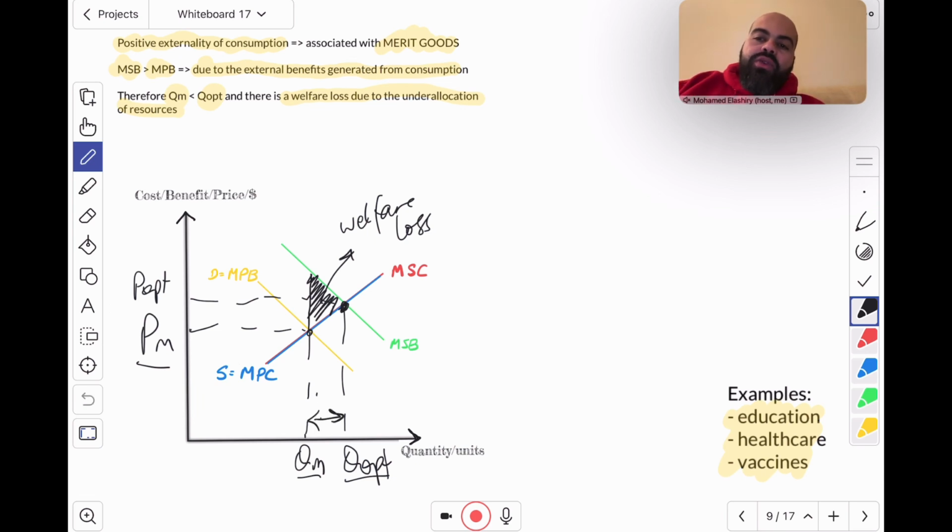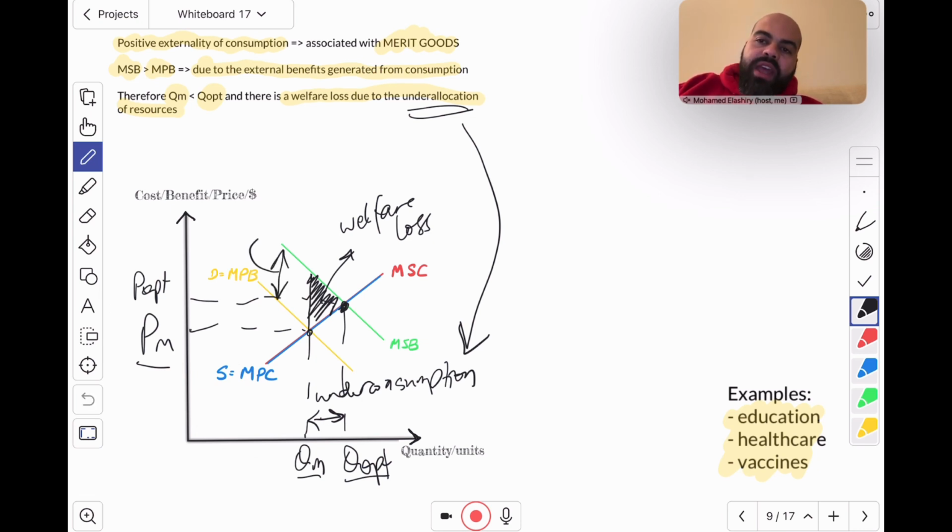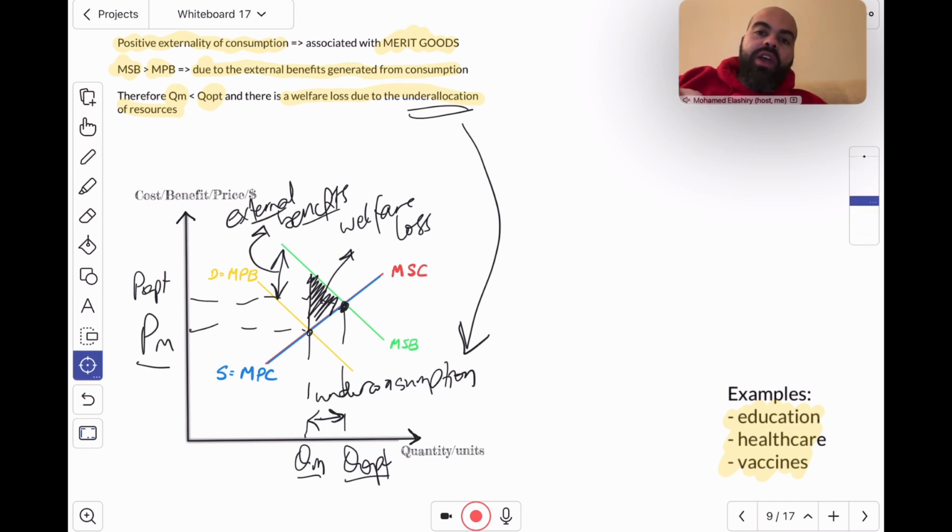QM is less than Q opt. There's a problem of underconsumption. So the market has failed because it's under allocating resources, and this under allocation takes the form of underconsumption. Now, the vertical distance between MSB and MPB, that vertical distance is the value of the external benefits or the positive externality. So remember, the vertical distance is the measure. That's how we measure the external benefits.